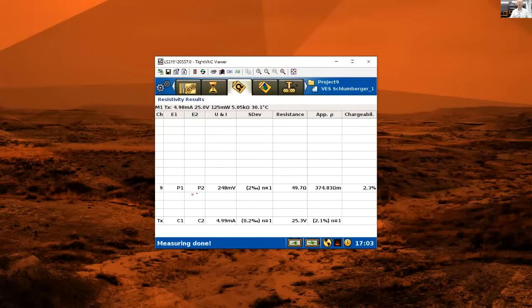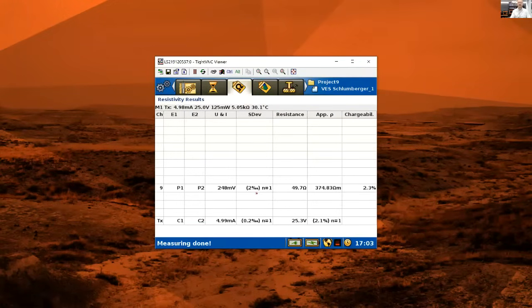And then on the potential pair, the voltage measurement returned is 248 millivolts. That again hasn't really changed very much. It's 2 parts per 1,000 during the measurement process. So I'm quite happy with that. I'm happy that I've got good quality data coming in.